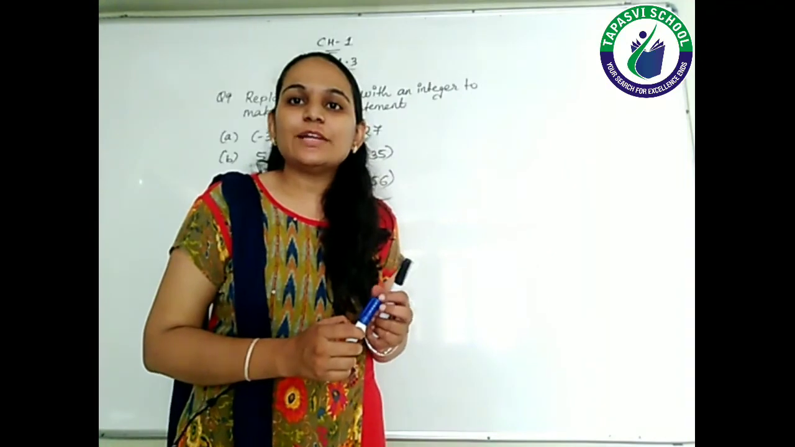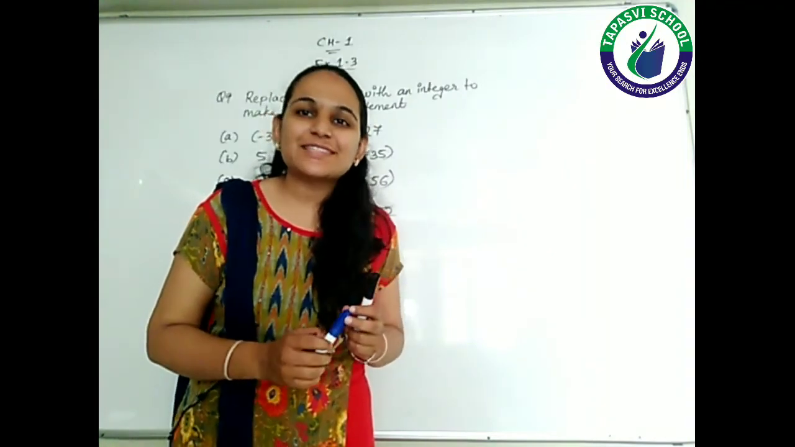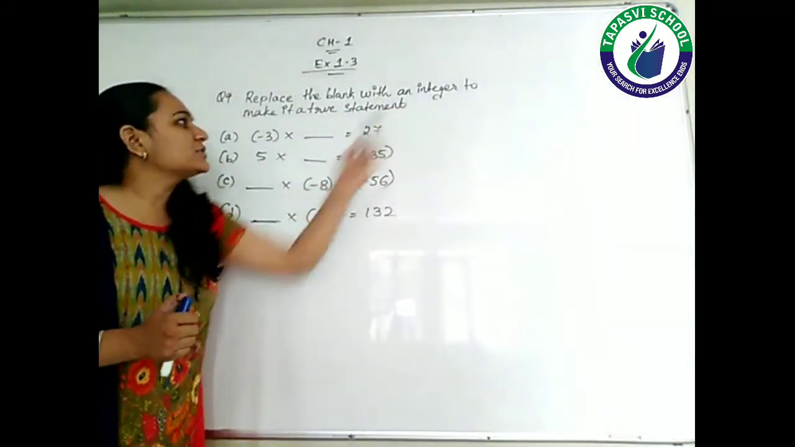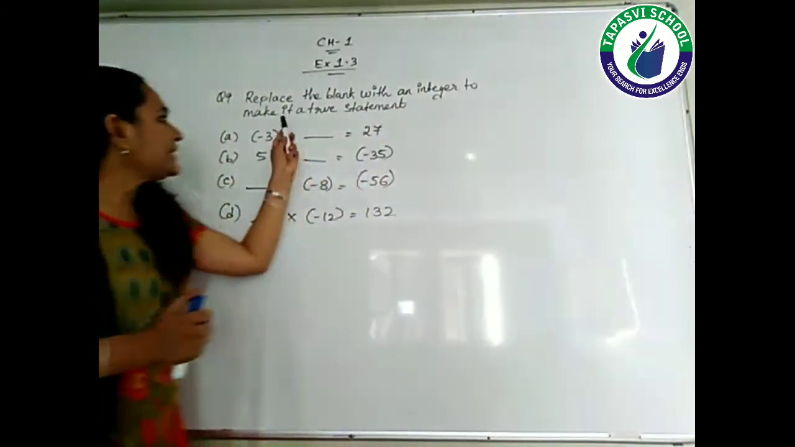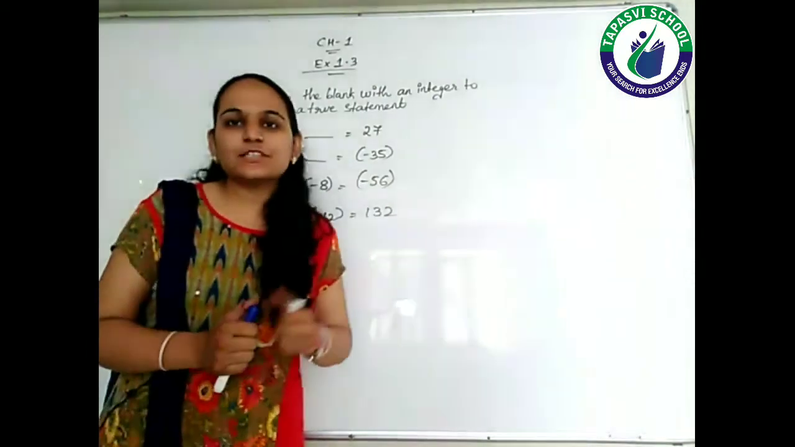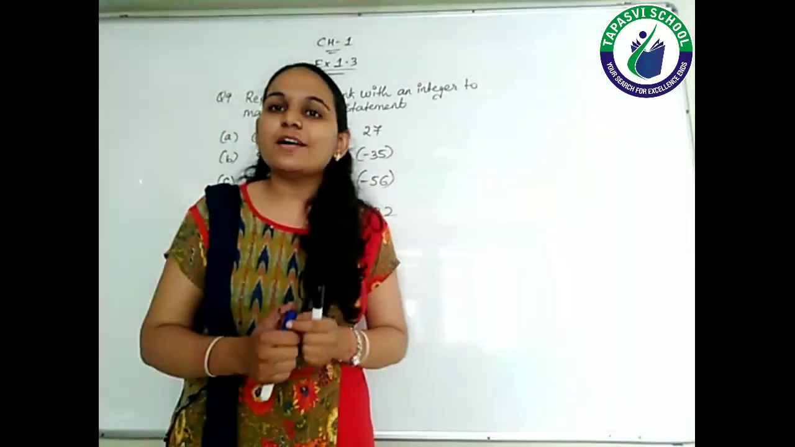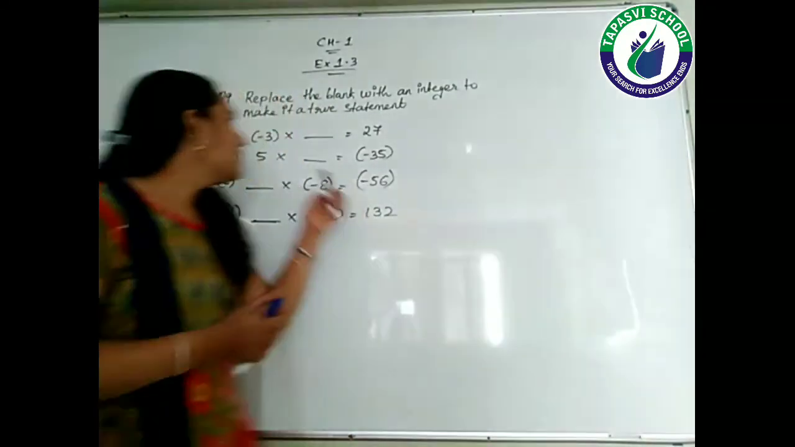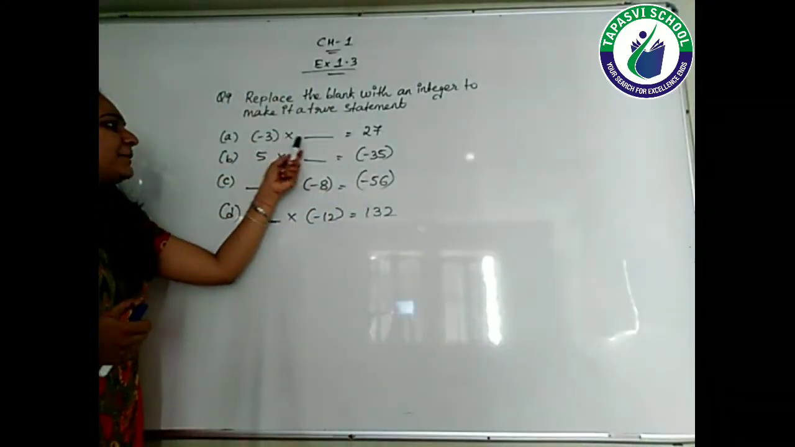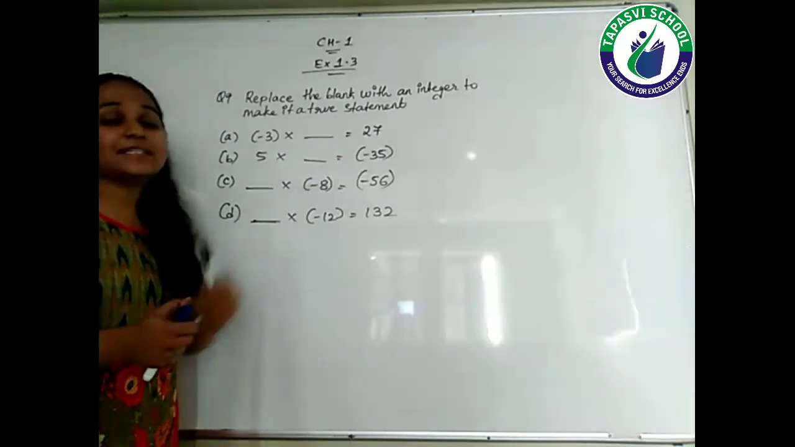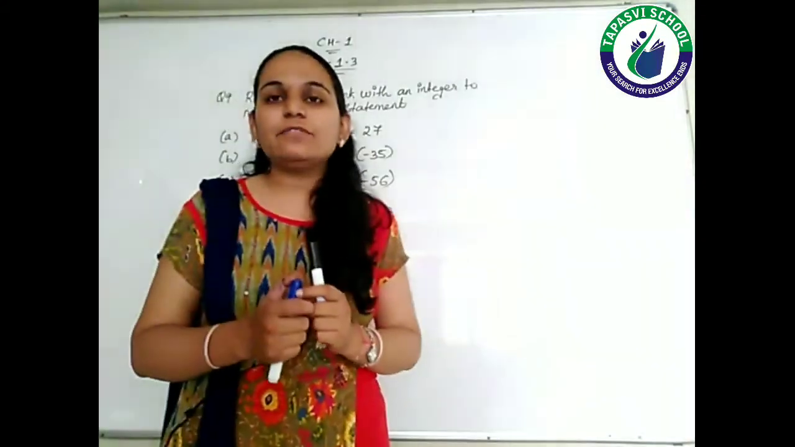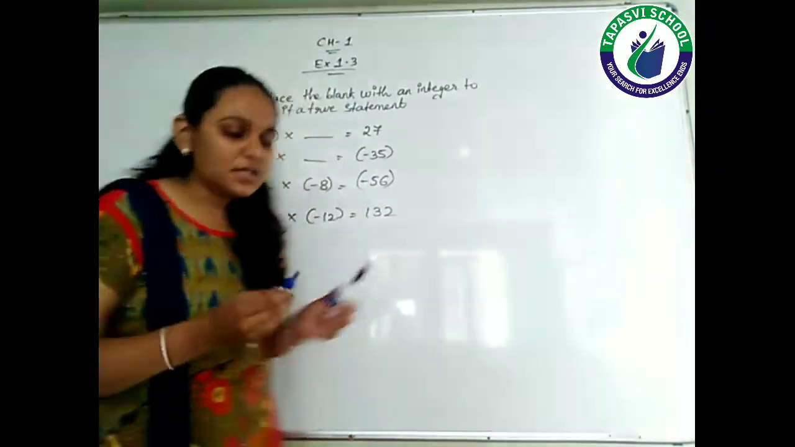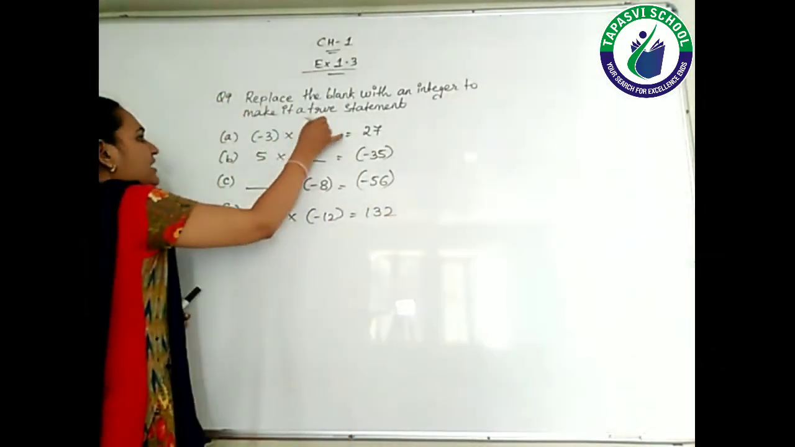Okay, students, now let's see the last question of this exercise. Question number 9. Replace the blank with an integer to make it a true statement. That means these are the blanks which we need to fill, right? That means we need to give the answers. Okay. Minus 3 multiplied by dash is equal to 27. So first of all, we should know which number multiplied with 3 gives 27. So you will say that is 9.